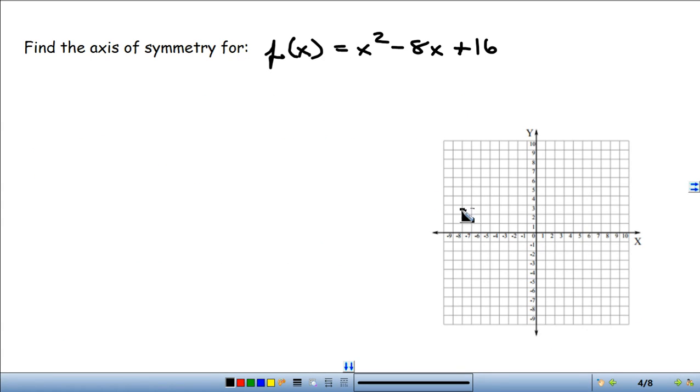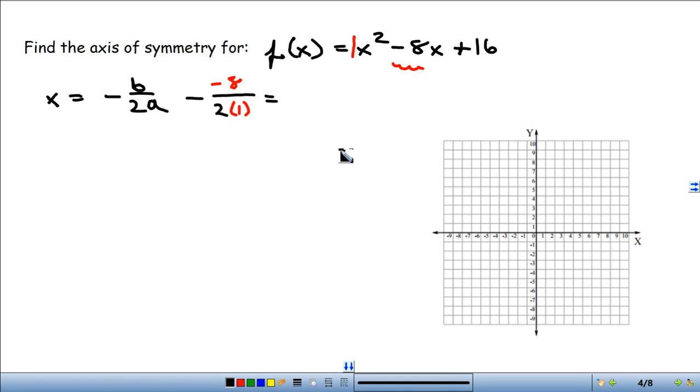So let's get right down to it. We want to find the axis of symmetry. So we have x equals -b over 2a. That is our equation for the axis of symmetry. So once we plug that in, first thing we have is b. b is right here. It's -8. So I have -8 over 2 times a. I've got a 1 there in front. So a is, in this case, 1.